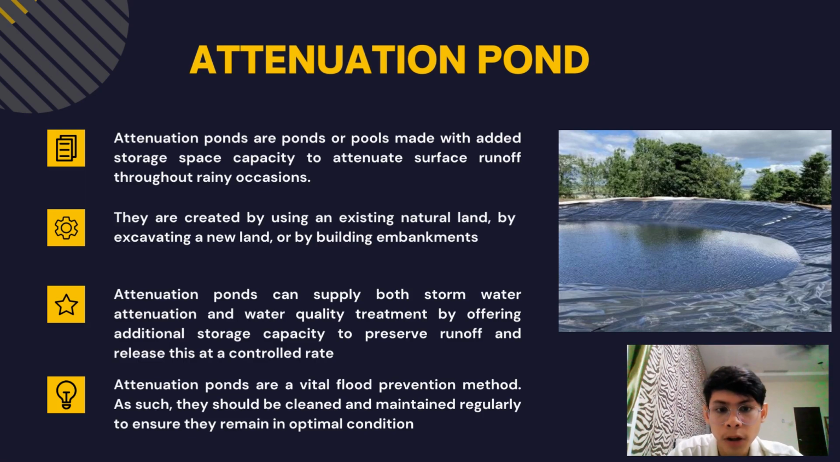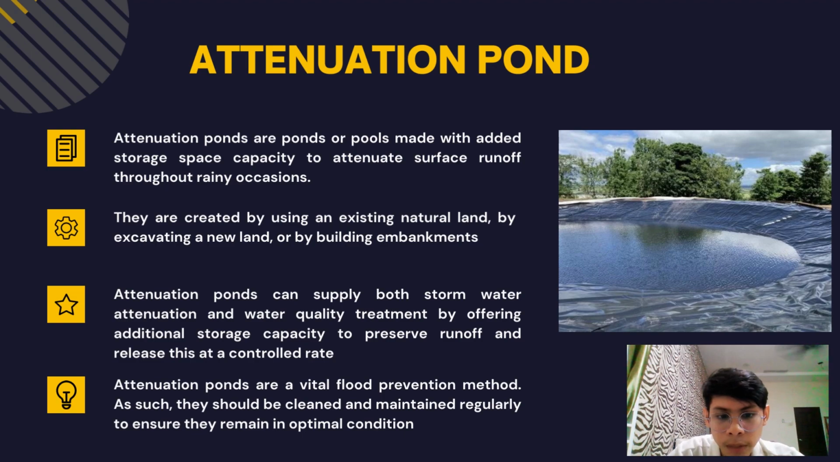Attenuation ponds are ponds or pools made with added storage space capacity to attenuate surface runoff throughout rainy occasions. They include a permanent pond area with a landscape bank and surrounding to supply extra storage capacity. They are created by using existing natural land, by excavating new land, or by building an embankment. Existing natural water bodies must not be used because of the danger that pollution and poor water quality could disrupt the natural ecology of the system.